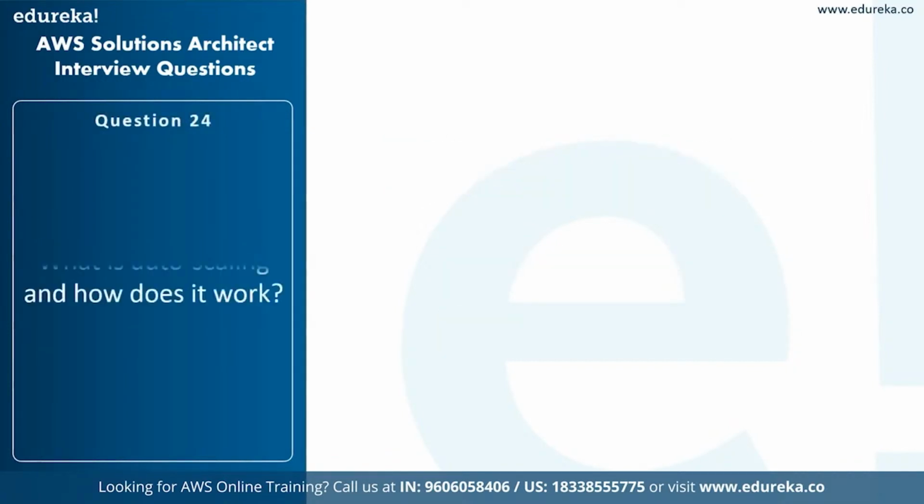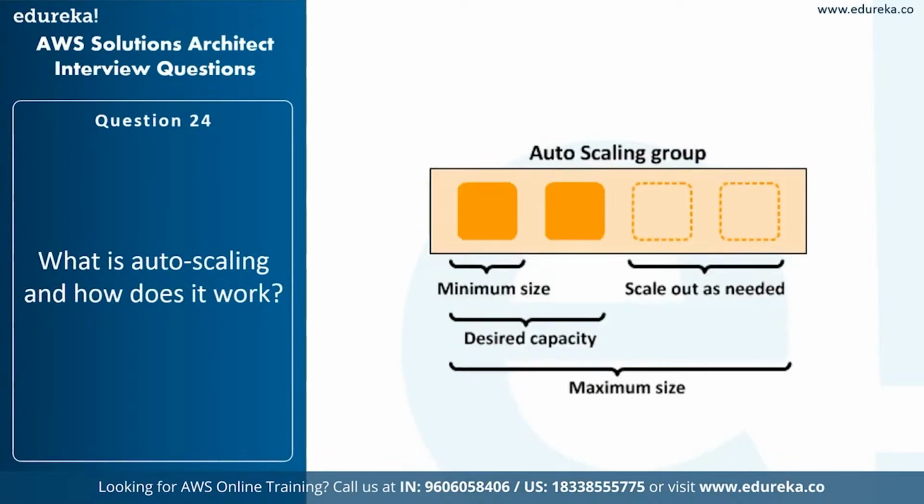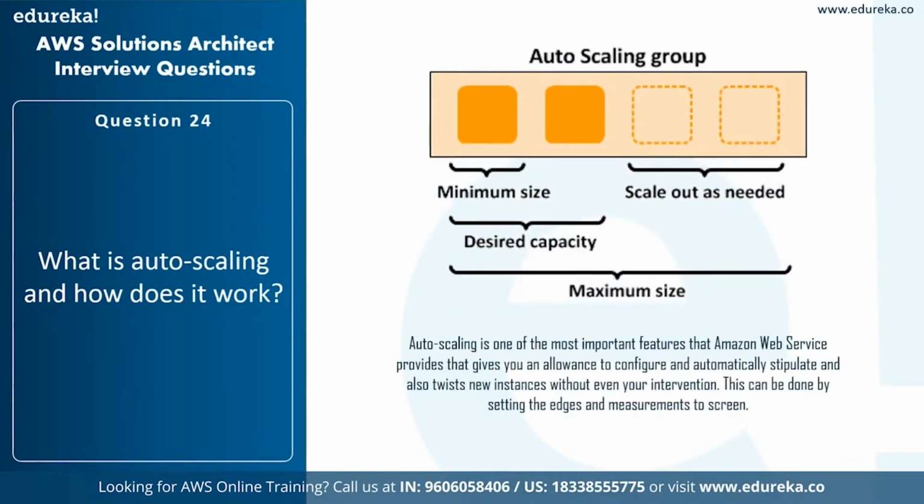Now next up, what is auto scaling and how does it work? Auto scaling is one of the most important features that Amazon Web Services provides, which allows you to configure and automatically provision and spin up new instances without your intervention. This can be done by setting the thresholds and metrics to monitor. When those thresholds are crossed, another instance based on your preference will be spun up, configured, and rolled into the load balancer pool. You would have scaled horizontally without the intervention of an operator. So this is exactly how auto scaling works.